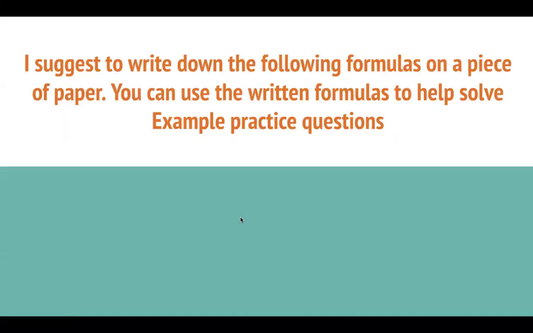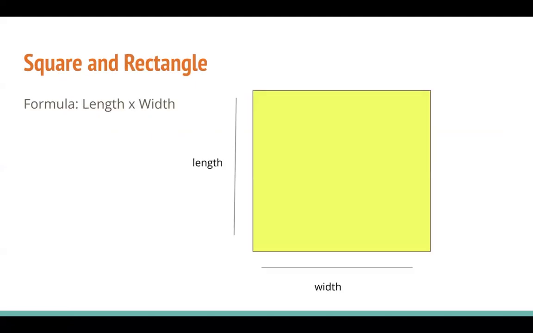I suggest you write down these formulas on a piece of paper, because we'll use these formulas to solve some practice problems later, so make sure you have them. The first one is the area of a square, which we already went over. The area of a square is going to be its length times its width.